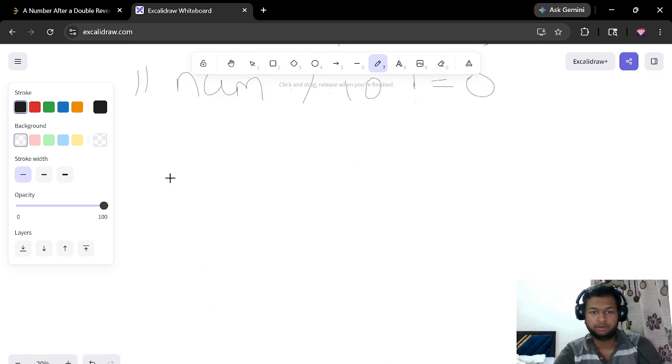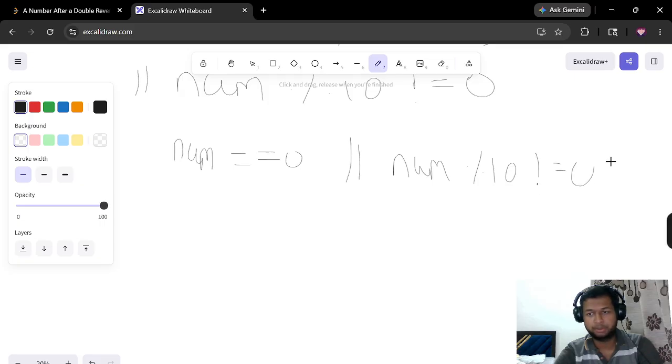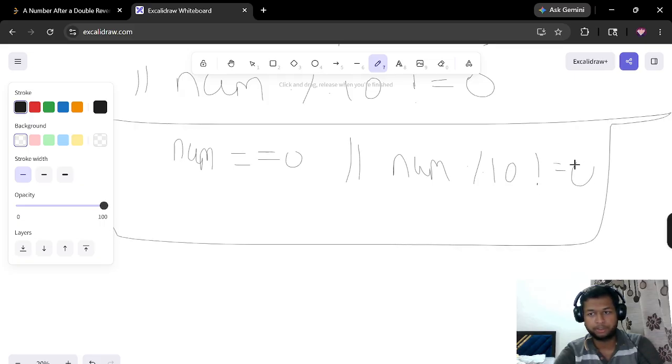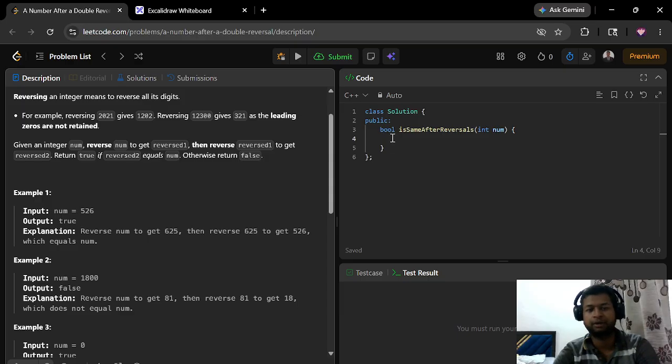So our final answer would be: if the number is equal to 0, or we can say if our number is not divisible by 10, we will return true. So this was the optimized approach, in a single line. We just have to write one line only: return num equals to 0, or num is not divisible by 10, then we will return true.